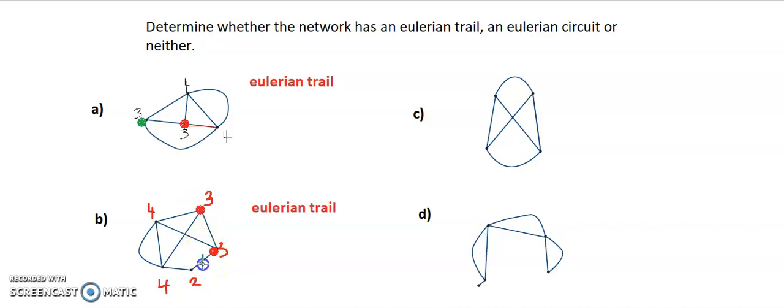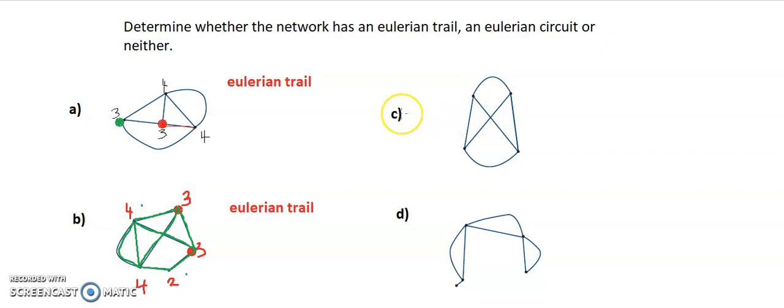So I'm going to start here and go around. Now this is where we need to think about making sure we are going to end at the right point. So I'm going around the loop over to my odd vertex to finish it off. So here I am able to see that it is a trail.